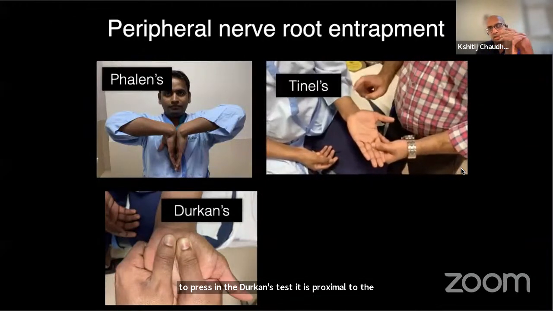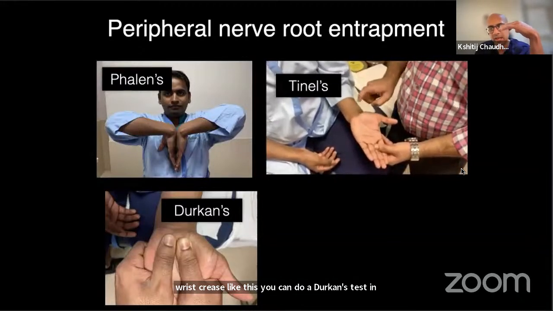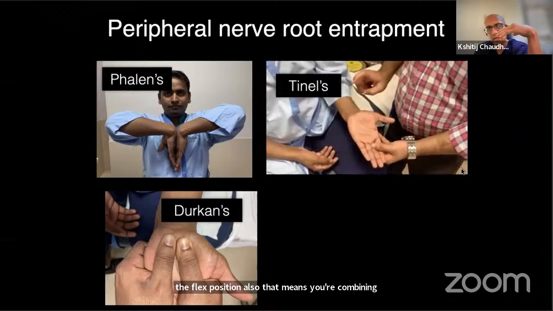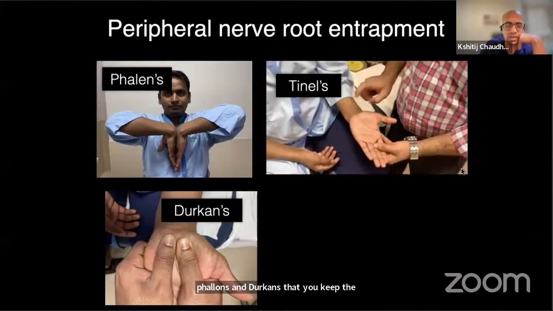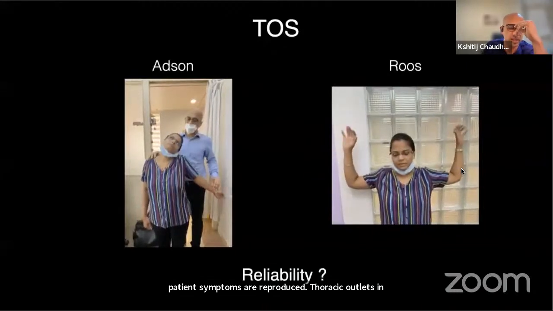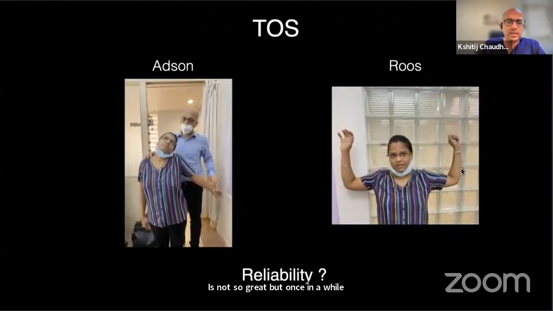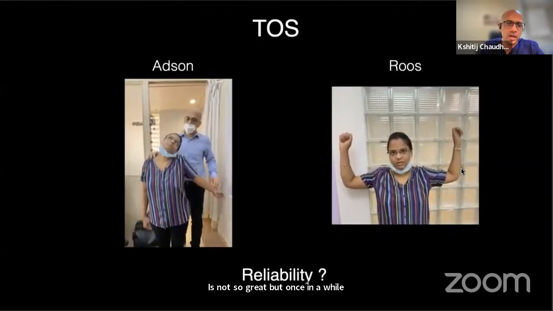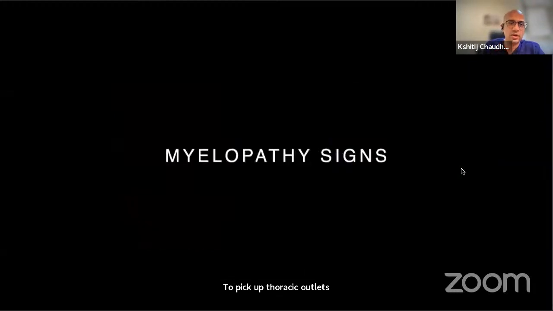You can do a Durkan's test in the flexed position also. That means you're combining Phalen's and Durkan's: you keep the wrist flexed and then press on the carpal tunnel and the patient's symptoms are reproduced. Thoracic outlet syndrome is quite difficult to diagnose. The reliability of the Adson test and Roos test is not so great, but once in a while you will be able to pick this up, but it's much harder to pick up thoracic outlet syndrome in general.